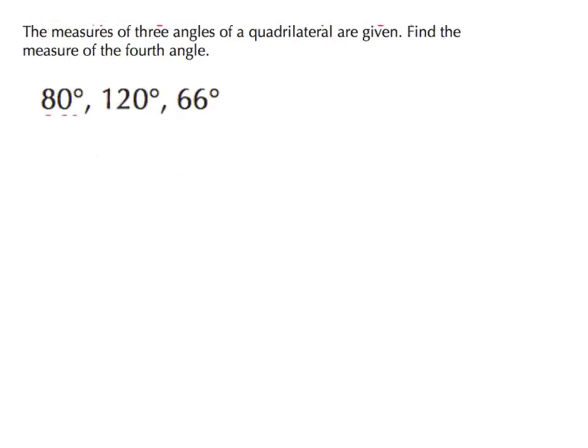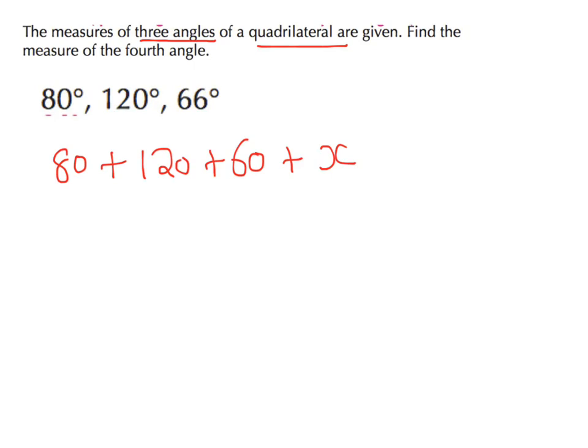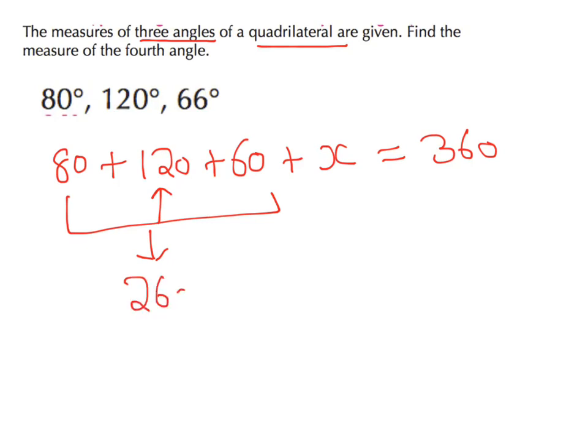Let's do this. The measures of three angles of a quadrilateral are given. Find the measure of the fourth angle. So we know that in a quadrilateral, if we add up all the angles, it should be 360. So 80 plus 120 plus 60 plus x, the fourth angle, is equal to 360. Let us add up all the three angles, and that is going to be 260 plus x equals 360. We need to find x.